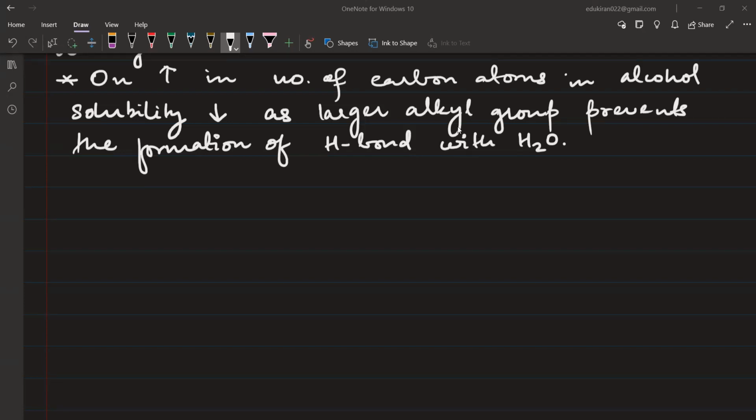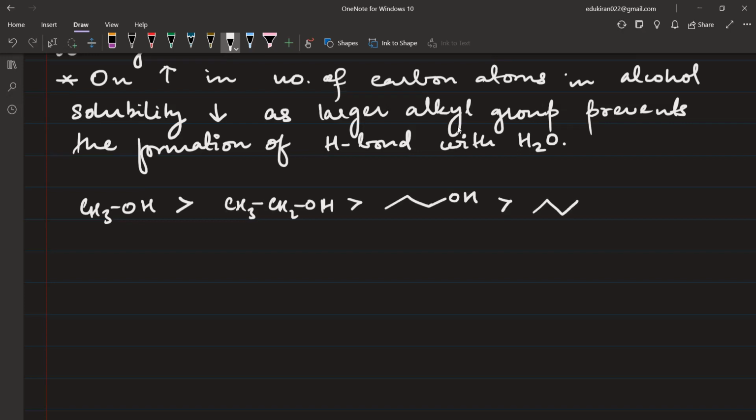So for example, if I have CH3OH and if I have CH3CH2OH, which will have higher solubility here? Where the number of carbon atoms is less, so this will be more soluble. Then moving on, if I have 3 carbon atoms, it will be even less soluble. If you have 4 carbon atoms, it will be even less soluble, and so on.